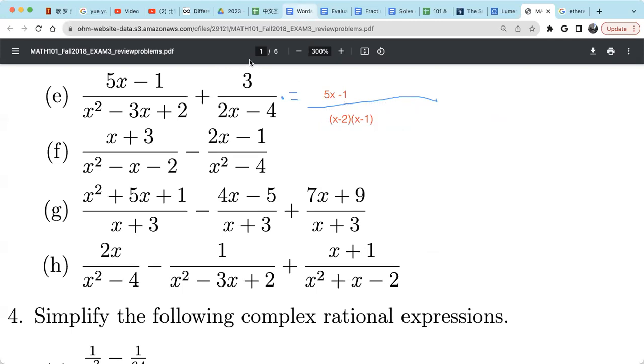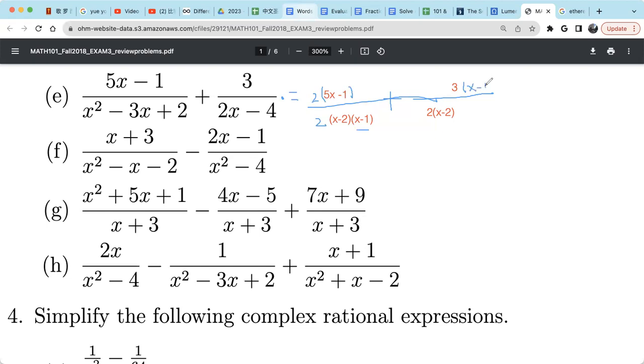Okay. The second one, so we add the second fraction. The numerator is 3. The denominator is, we factor out 2, we have x minus 2. So the common denominator is 2 times x minus 2 times x minus 1. So we need to multiply by 1s. We want to multiply by 2 over 2 for the first one. For the second one, we want to multiply x minus 1 over itself.